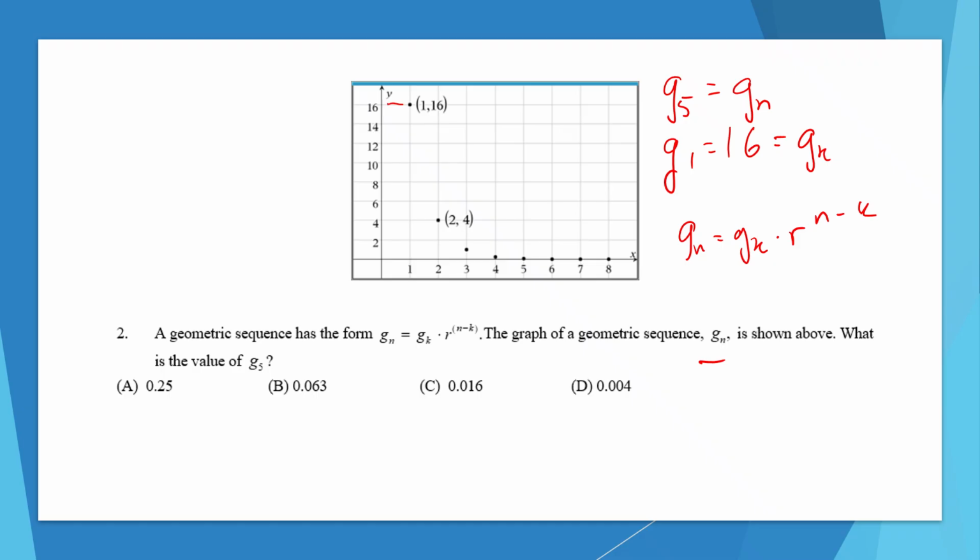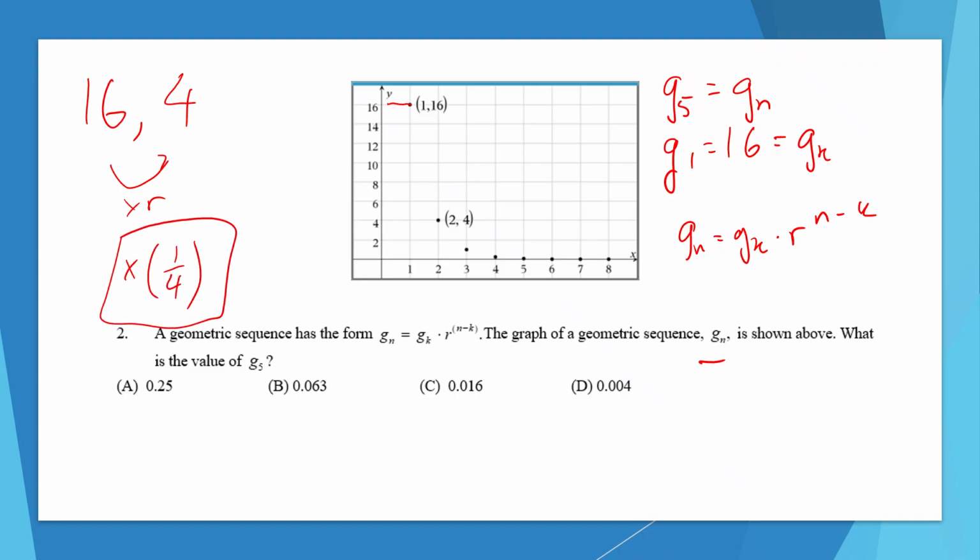Remember, we start at 16, and then our next term in the sequence is 4. Our common ratio is what do you multiply 16 by to get 4. In this case, you don't really need to figure it out or solve it by hand, when we can just think about it logically and know that our common ratio is going to be 1/4. So plugging in everything we know, we can set g of 5 equal to g of 1, which is 16, times 1/4 to the power of 5 minus 1.